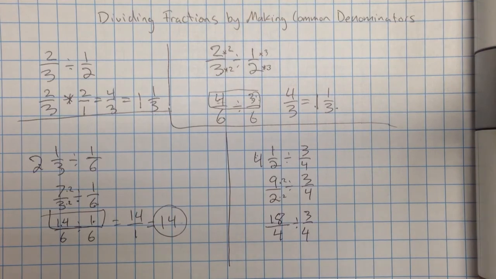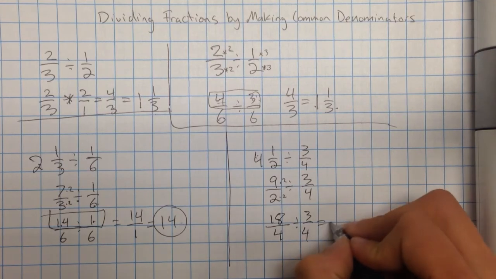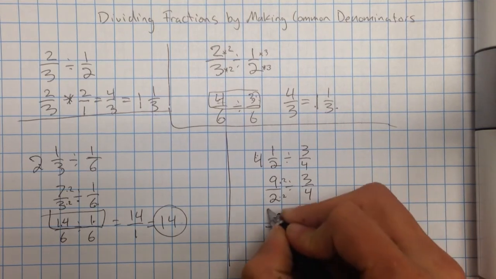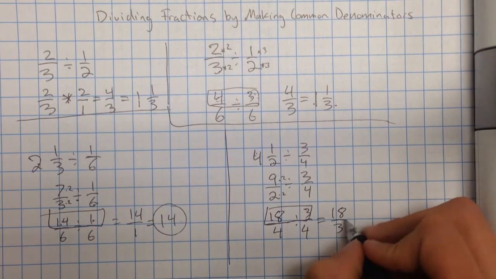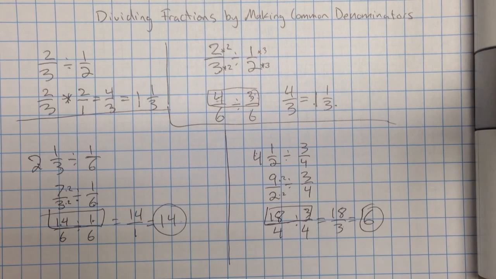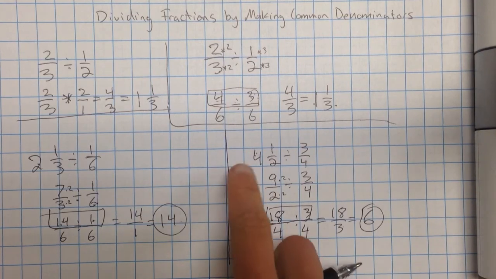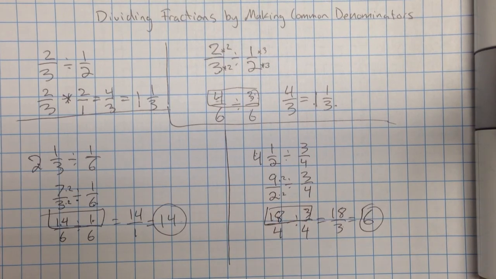Okay, and so then I just have to take this, 18/3. I'll just take those two numerators, and 18 divided by 3 equals 6. So 6 would be our answer there. Okay, so fairly straightforward. Make your common denominators, first numerator over second numerator, and that's all you've got to do.